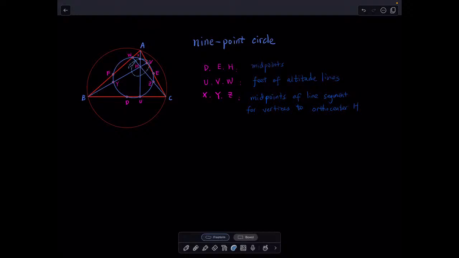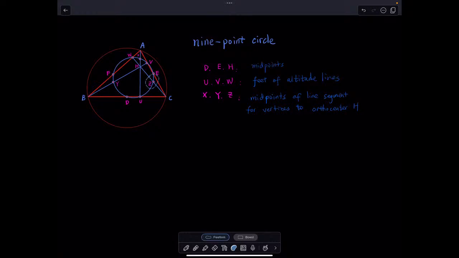The orthocenter is the intersection point of the three altitude lines. So if you do AH, the midpoint is X, and BH, the midpoint is Y, and the CH midpoint is Z. X, Y, Z, the three points, are the other three of the nine points. So we need to prove that they're actually on the same circle. How do we do that?